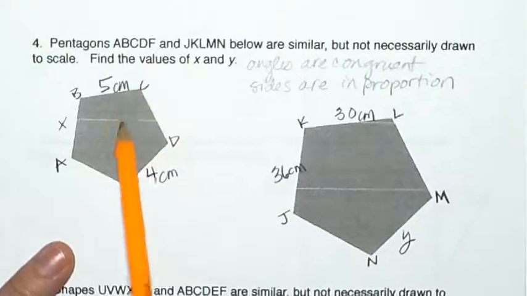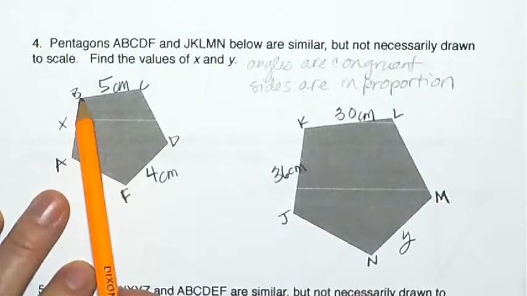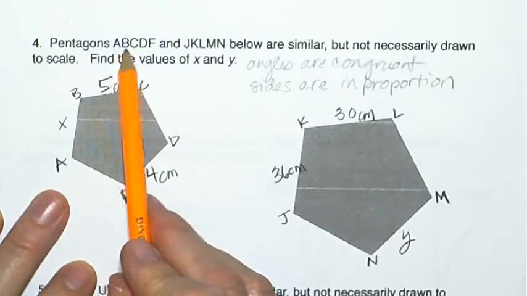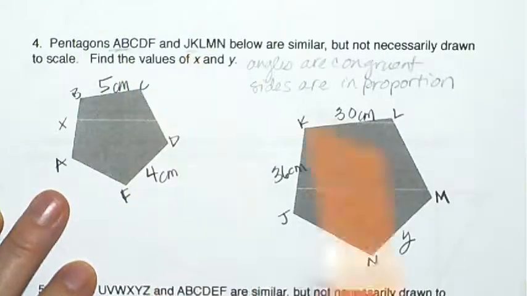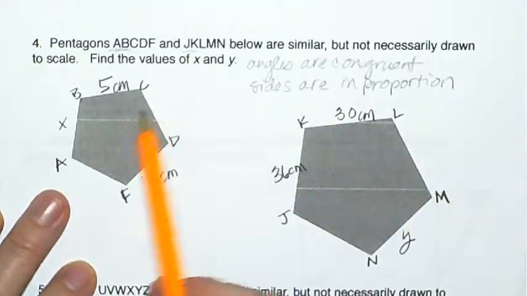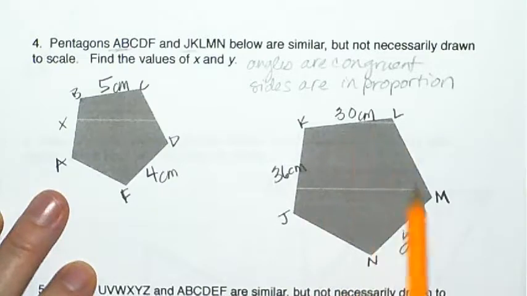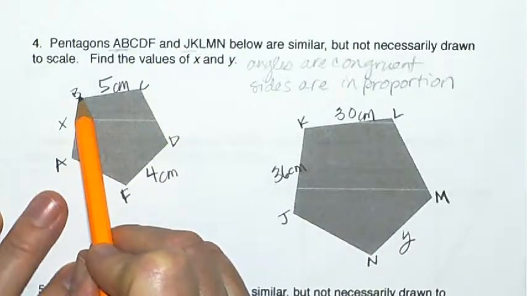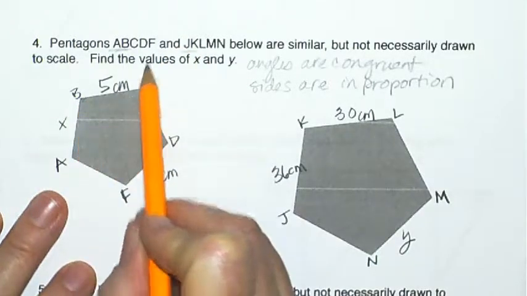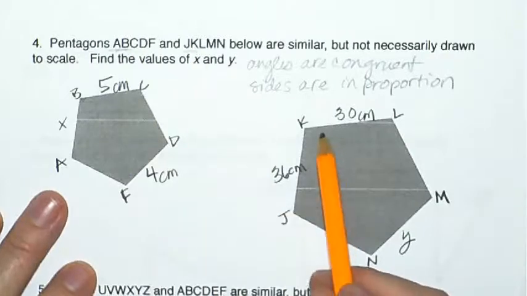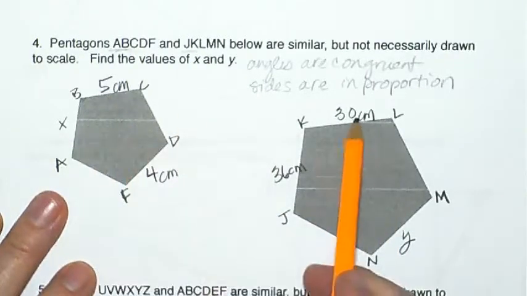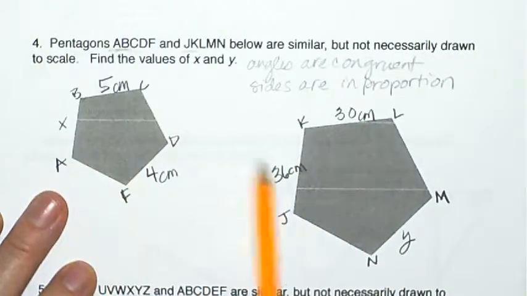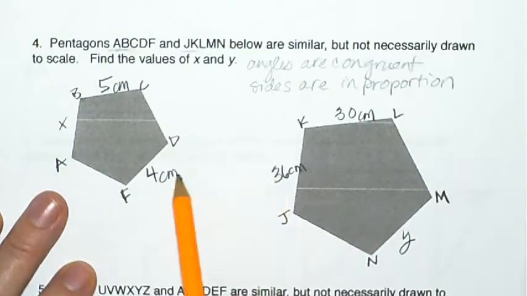So let's check the order here. AB corresponds to, if you look at AB, first two letters, JK. So it looks like, yes, this orientation, it was just a translation, no reflection, just a dilation. So BC definitely corresponds to KL. So whatever I do to 5 to get 30, I'm going to do the same thing to X to get 36. And I'm going to do the same thing to 4 to get Y.